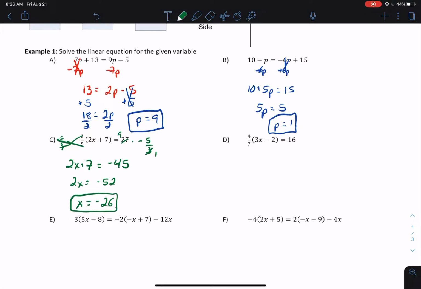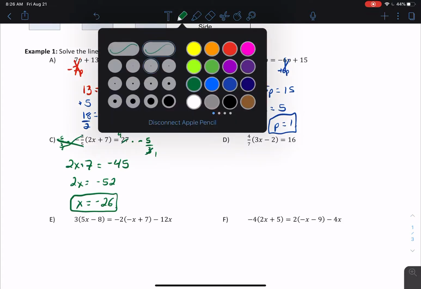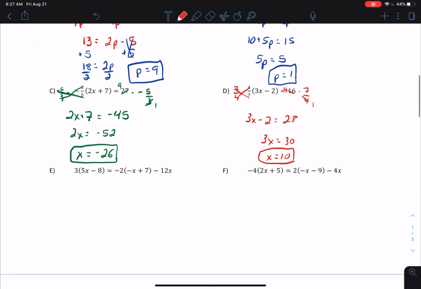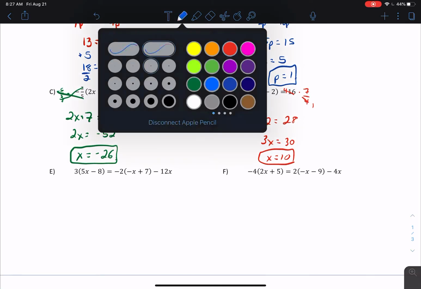Okay, go ahead and pause the video and try that same method. Try it out on letter D. You should end up with x equal to 10. Okay, let's work out these last couple on this page for this video.